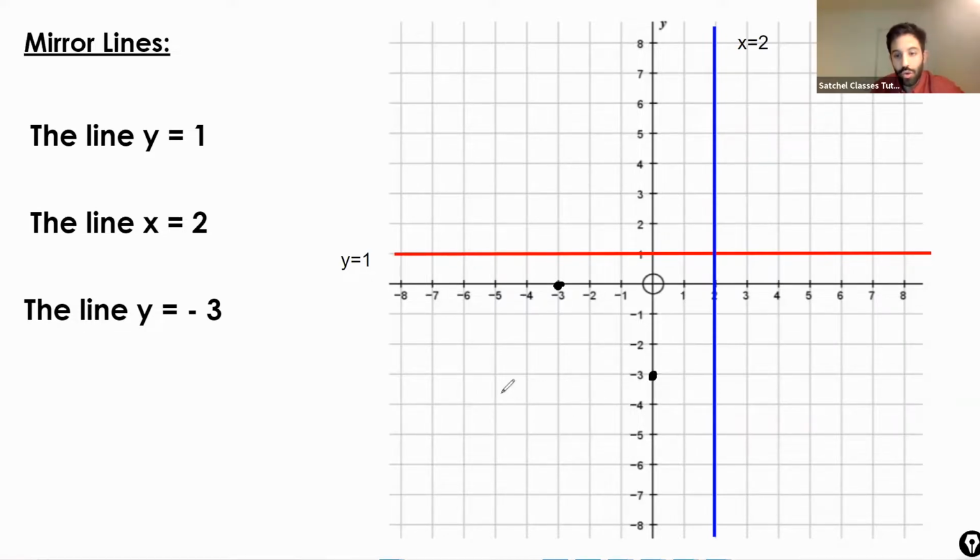So are we going to draw a vertical line or a horizontal line? Well, at this point here, if we were to draw a vertical line, that would look something like this. And if we were to draw a horizontal line, I'll just draw it with yellow.